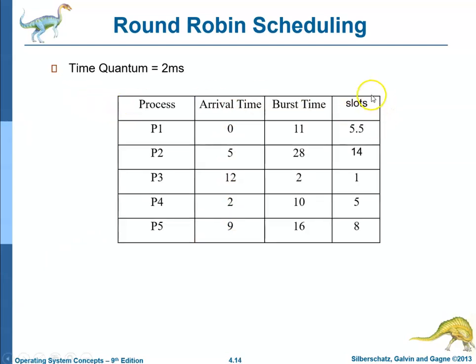Now, first step is to calculate the number of time quantum slots the process is going to take. For example, if the time quantum is 2 milliseconds and the process burst time is 11, it's going to take around 5.5 time quantum slots for execution. P2, for 28 burst time and 2 millisecond of time quantum, needs 14 time quantum slots. For P3 with a burst time of 2, it just needs 1 time quantum slot for execution. So calculating these slots will help us to verify our Gantt chart that we are going to see in the next slide.